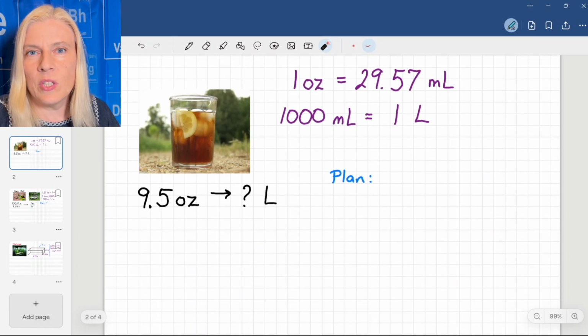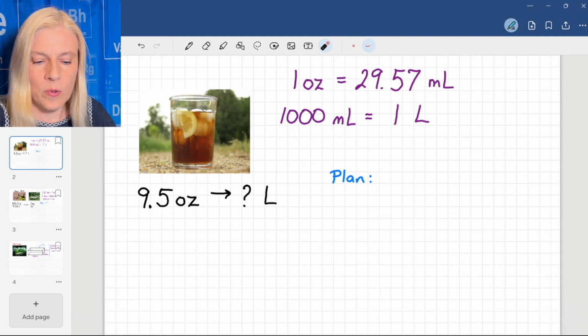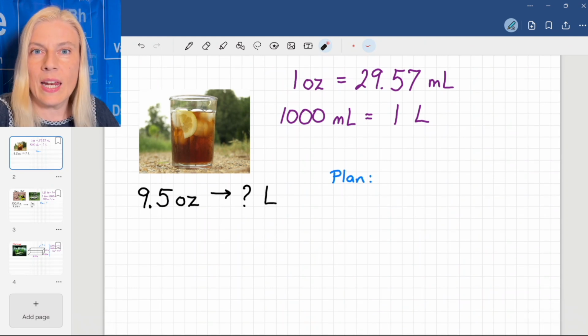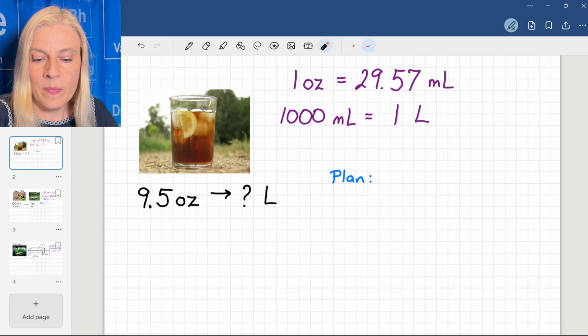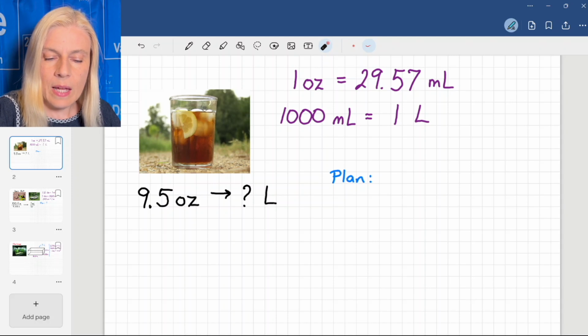So here, we'll be changing units of volume. Let's say we have a glass of nice iced tea. We're going to drink 9.5 ounces of it. And the question is, how many liters did I drink? How many liters? Well, let's come up with a plan.